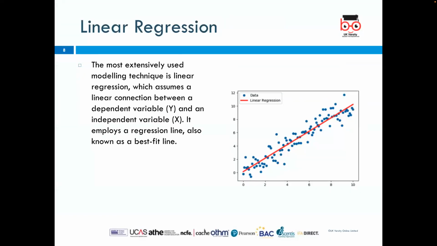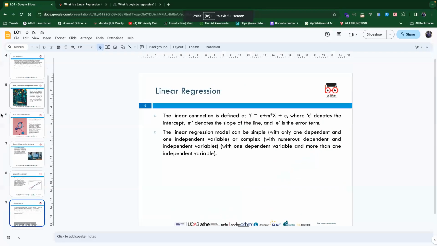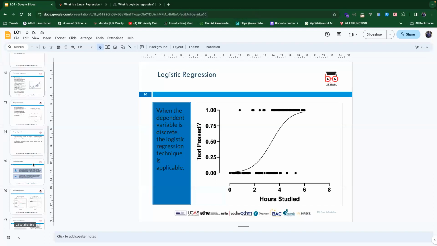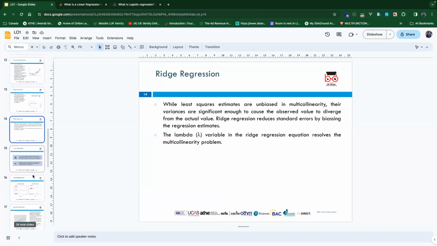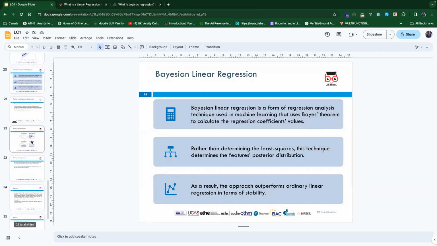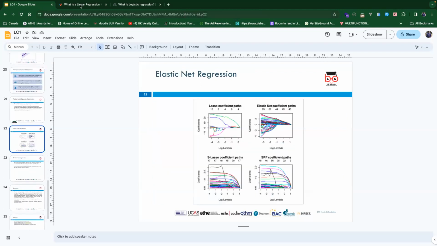We started by talking about linear regression, among other ones, to logistic regression, to Bayesian regression, ridge regression, lasso regression, and elastic net regression.